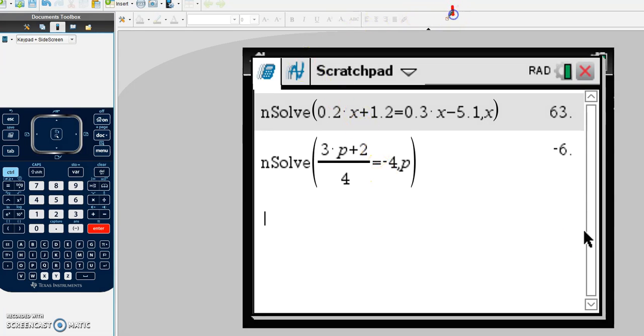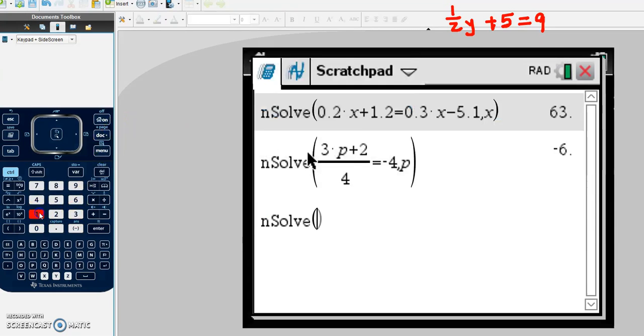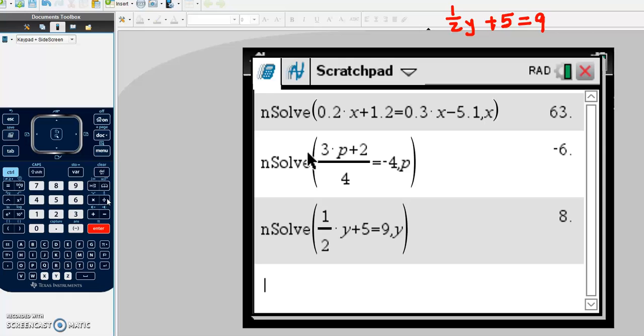It is 1/2 y plus 5 equals 9. So if we again go to Menu, Algebra, and Numerical Solve. Again, I need a fraction, so Control Divide. 1 is the numerator, 2 is my denominator. I'm going to arrow over for my y, and then plus 5 equals 9. This time my variable is y, so we're going to do comma y, and then hit enter, and we end up with a +8.